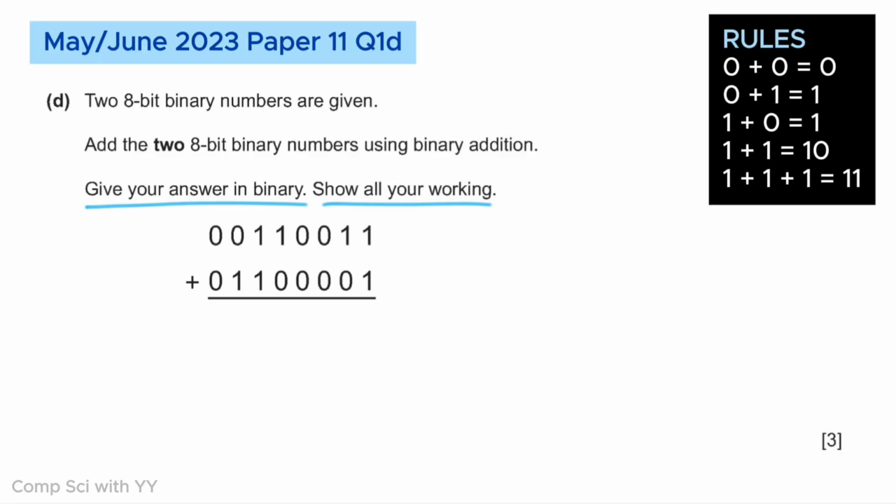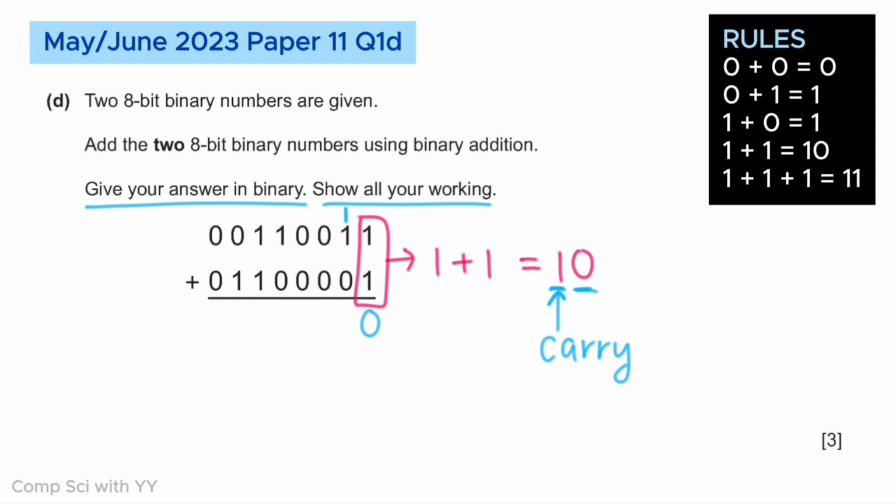So what you have to do is work from the rightmost column towards the leftmost column, like how you do when you add denary numbers together. So over here in the rightmost column, we have 1 plus 1, which is equal to 10. However, 10 is a 2-digit number, and you can't put a 2-digit number when the space in this column is only reserved for one number. So what we're going to do is put the 0 into this space, and the 1 becomes a carry digit. So we're going to put it at the top of the next column.